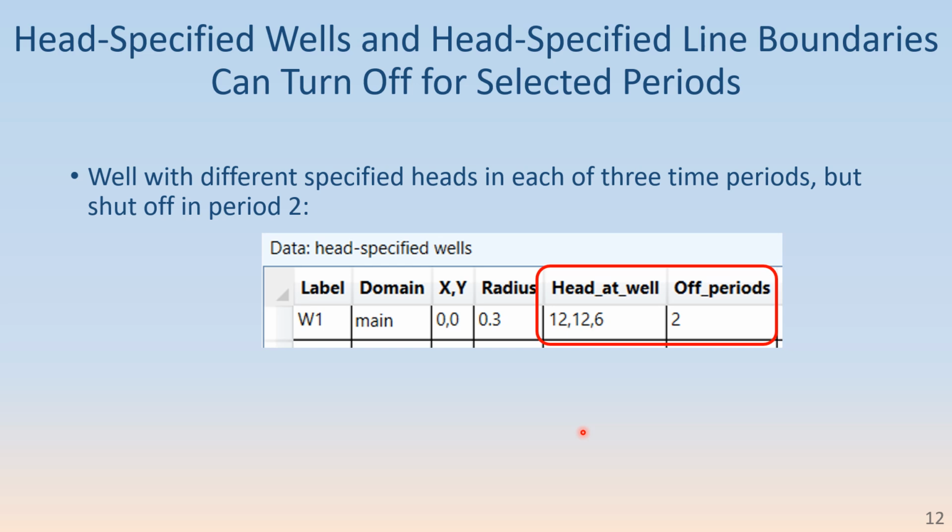This can be handy in a dewatering scenario where maybe you have a first stage of dewatering wells that you pump, and then as the pit or excavation gets deeper, you turn those off and you turn other ones on.